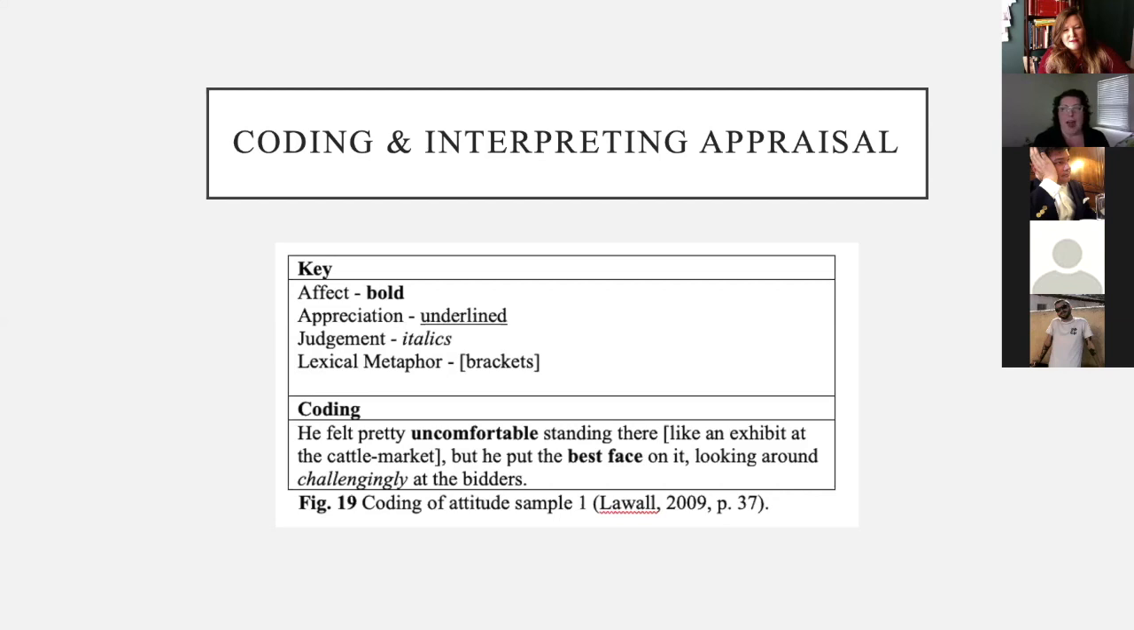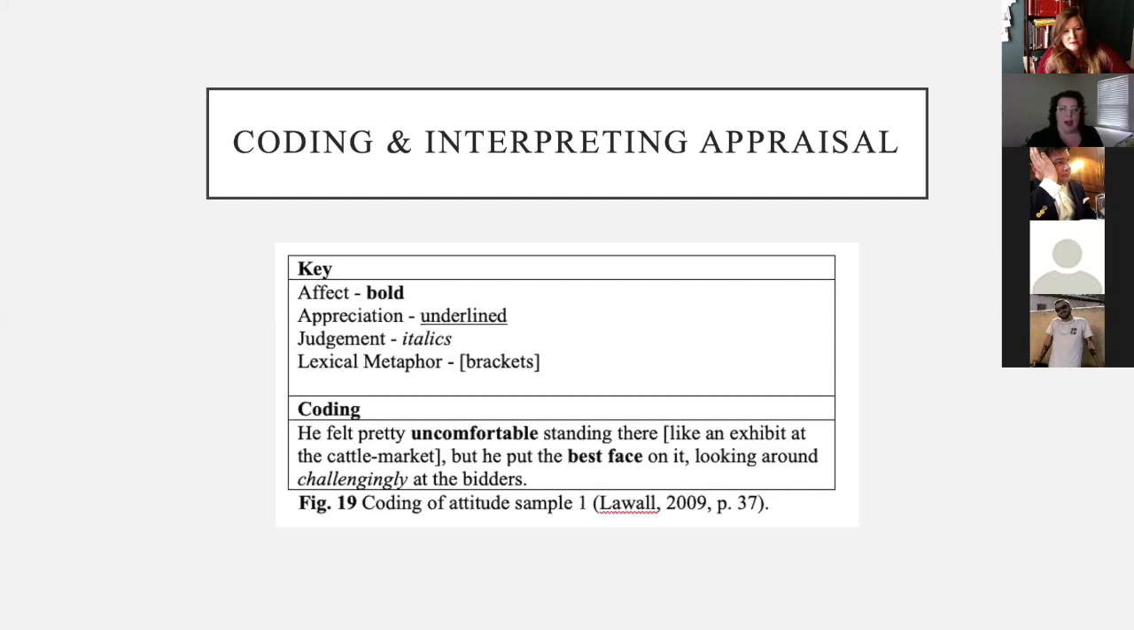So I pulled this from Ecce Romani. Davus is an enslaved man who is at a slave auction, and he is on the pedestal now being sold. And this is the description given in the English context section. He felt pretty uncomfortable standing there, like an exhibit at the cattle market, but he put the best face on it, looking around challengingly at the bidders.